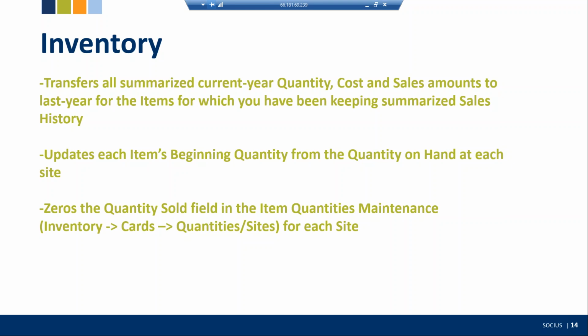So if you go into inventory and you go to cards and quantities and sites, this basically will zero out your quantity sold. So every time I run a sales order invoice through the system, it will increase the quantity I've sold, unless it's a return, in which case it will decrement that number. So it really, if you think about it, is really just cleaning up so that your summary numbers for the move forward and for some of your inquiries are accurate.